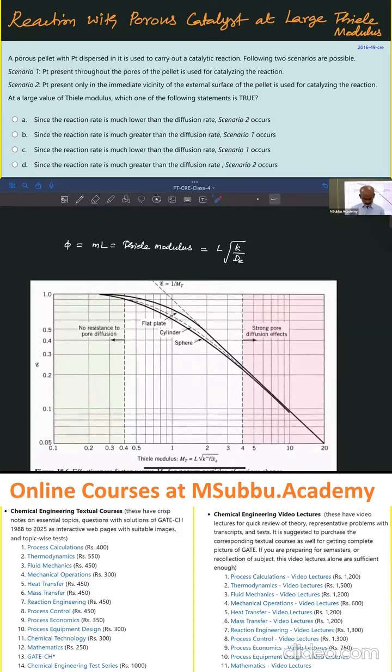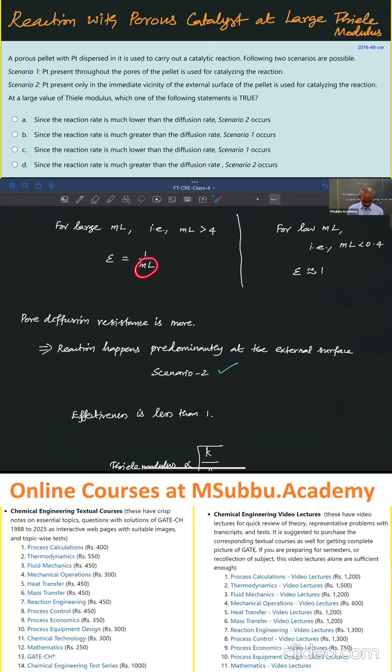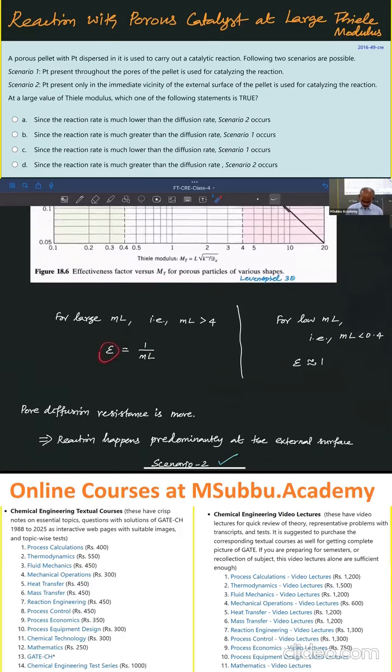Now we have this nice plot of effectiveness versus Thiele modulus. For a Thiele modulus value less than 0.4, effectiveness is roughly 1, and for a Thiele modulus higher than 0.4, the effectiveness has an inverse relationship with the Thiele modulus. It is already mentioned that the Thiele modulus is high, so the effectiveness is inversely proportional to the Thiele modulus. So the effectiveness is now in this regime.